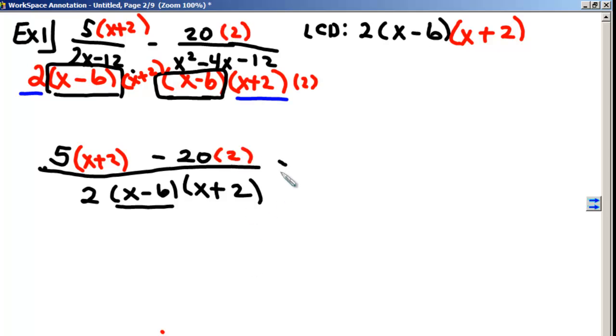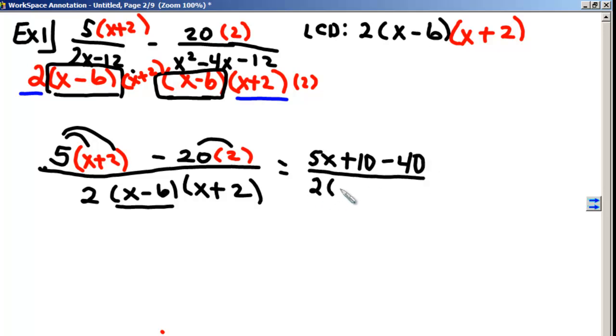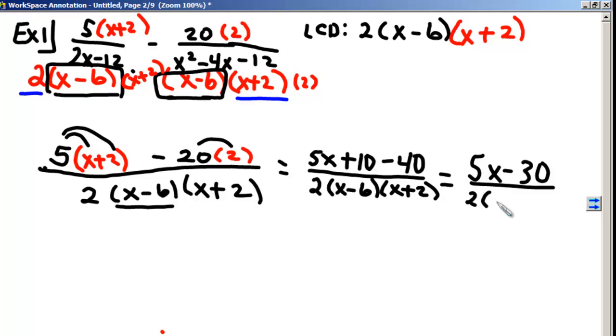Now simplify, and the 5 times x, 5 times 2 is 5x plus 10. Negative 20 times 2 is negative 40 all over our denominator. And I could still reduce: 5x minus 30 over our denominator.